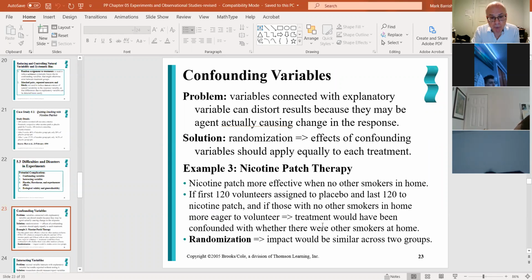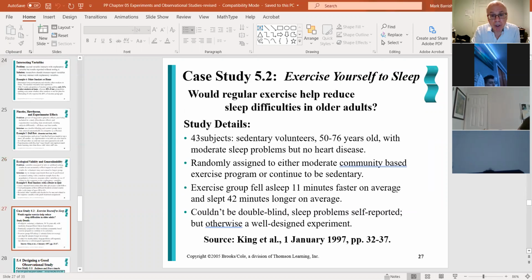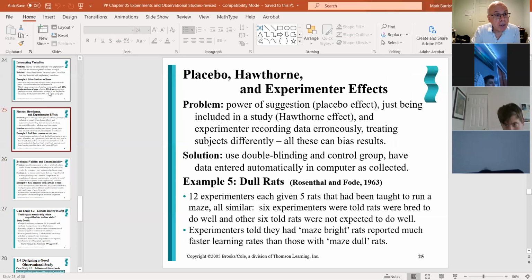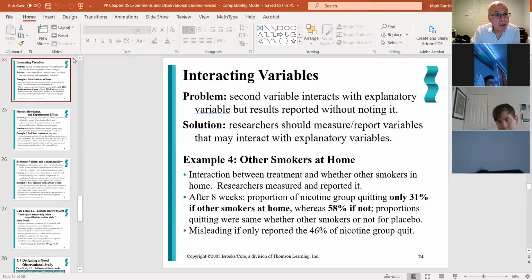So the control for that is randomization. The point of that is that the number of people who had other smokers at home would be about the same in both the nicotine patch group and the placebo patch group. All right, hopefully that makes some sense to you. Hold on 1 second here, if I went ahead too fast.